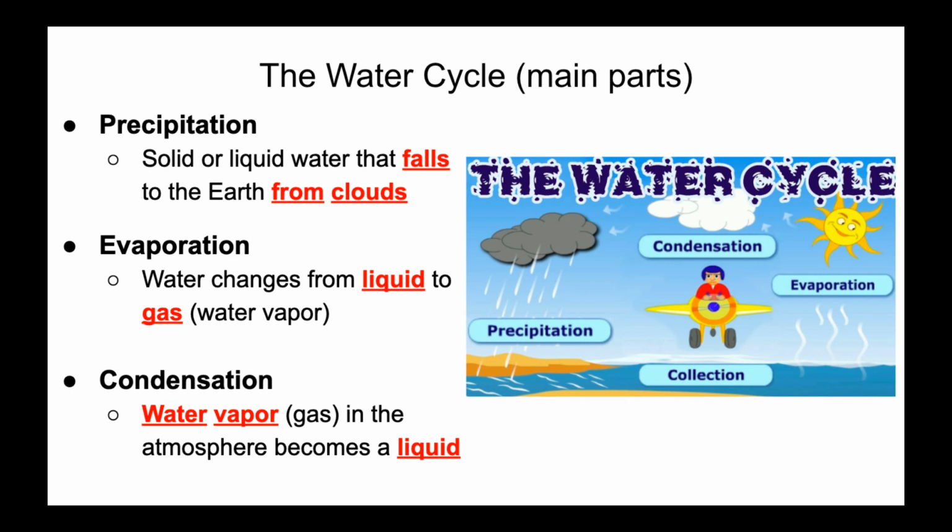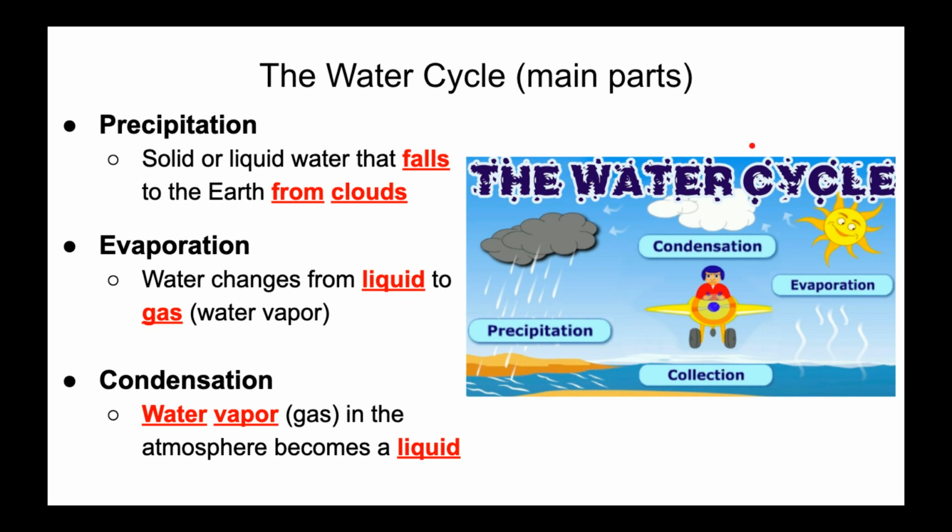And our next one is condensation. So condensation is when the water vapor or the gas in the atmosphere turns back into a liquid. And this is actually how clouds form. When the gas gets together and turns into liquid water droplets, we make clouds.